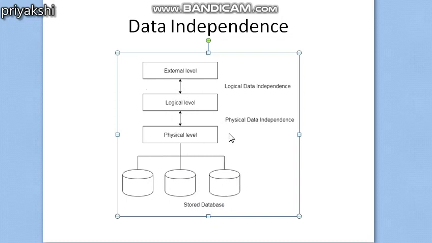So this is known as physical data independence, where the storage structure, data structure or anything else related to the data may be changed, but it should not affect the conceptual schema of your design. So we can see that this three-schema architecture can make it easier to achieve true data independence, both physical and logical. Thank you.